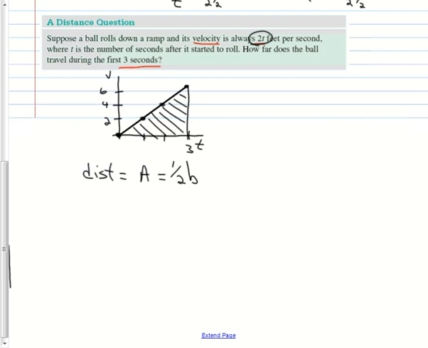1/2 base times height. So I can take 1/2, my base was 3, my height, how tall was my triangle? 6. 1/2 of 6 is 3, 3 times 3 is 9. How far does the bar travel when it's doing velocity in feet per second? That ball has traveled 9 feet, the total distance that we have gone. So if my area is a shape that I can recognize, I can answer this question.